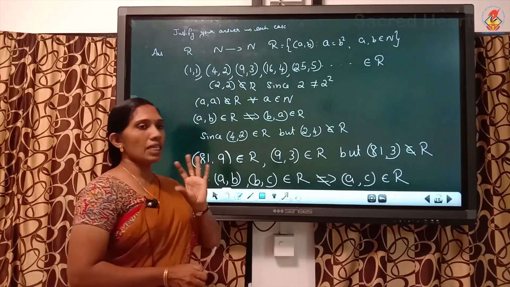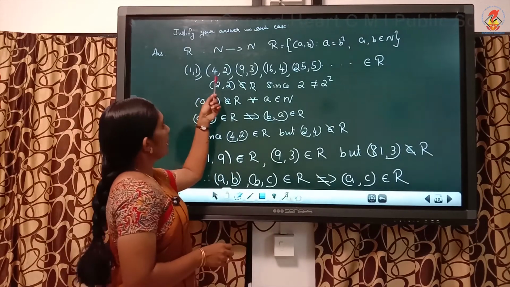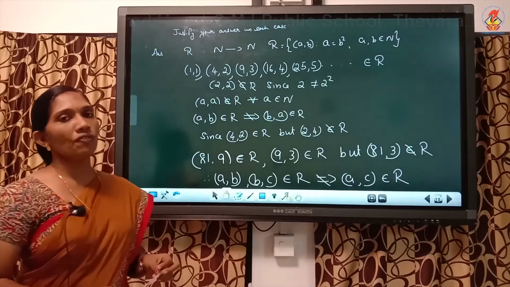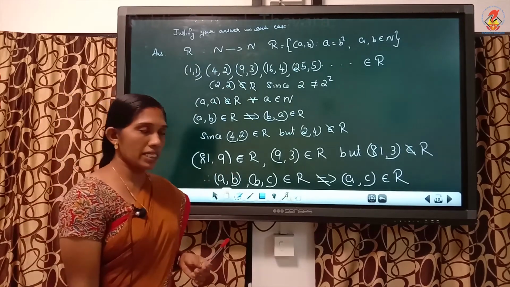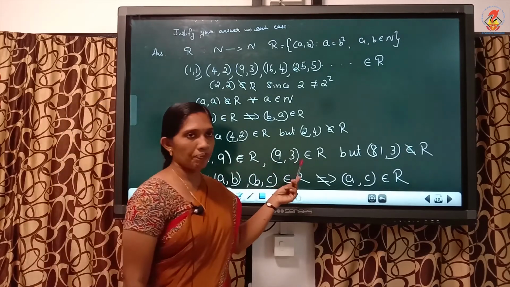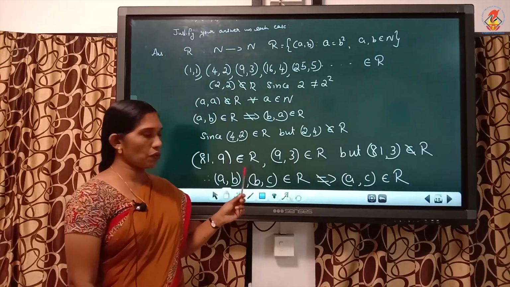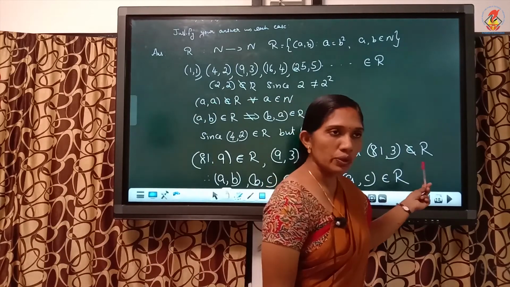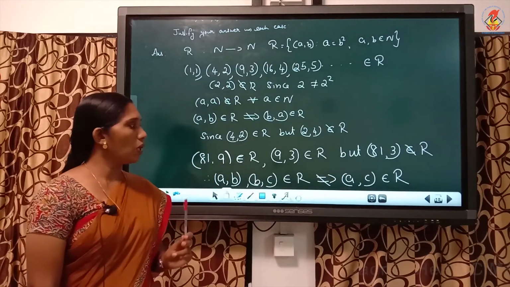Then the second one is, if (a, b) is an element of R, then what about (b, a)? So we took one example: (4, 2) is an element of R, but (2, 4) is not an element of R. Then the third one is (a, b) and (b, c) in R. What about (a, c)? We took one example, (81, 9) and (9, 3). These are elements of R, since they satisfy the condition a = b². But when we take a and c, 81 and 3, 81 is not equal to 3². So (a, b) and (b, c) belonging to R does not imply (a, c) belongs to R.